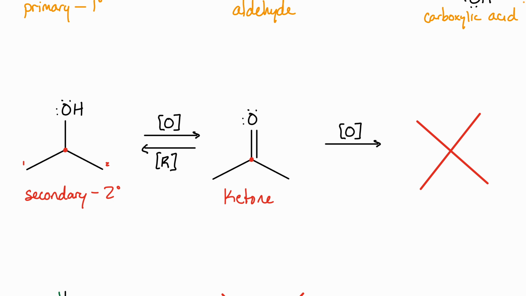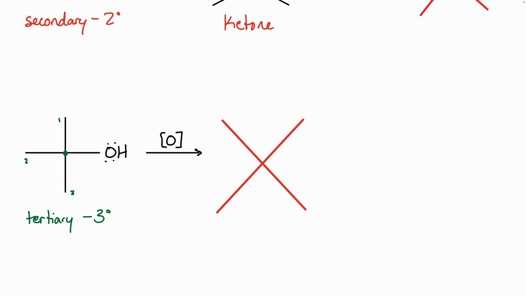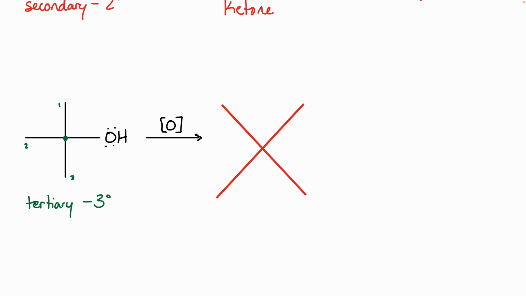With a secondary alcohol, I can't oxidize any further than this ketone. So regardless of whether I used my strong oxidizer or my weak oxidizer, I would always end up in the same place. And with the tertiary alcohol, we can't do it anyway, so we're not worried about it.